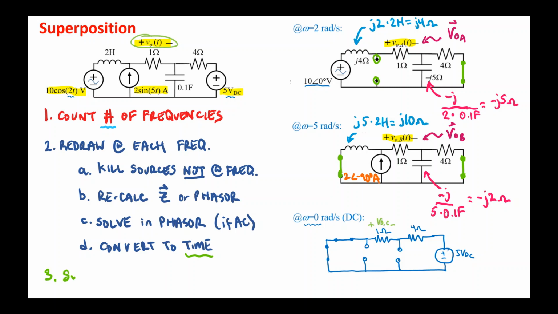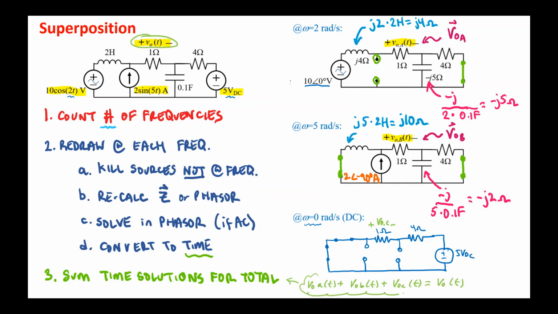So the last step is I sum up the time solutions for each of the three circuits. That is, I take V0 A of t plus V0 B of t plus V0 C of t, which will just be a constant value, and that will equal V0 of t total. And that will be my final answer. Superposition problems will test your understanding that impedance is frequency dependent and give us many opportunities to practice our circuit analysis techniques, both in AC and in DC.